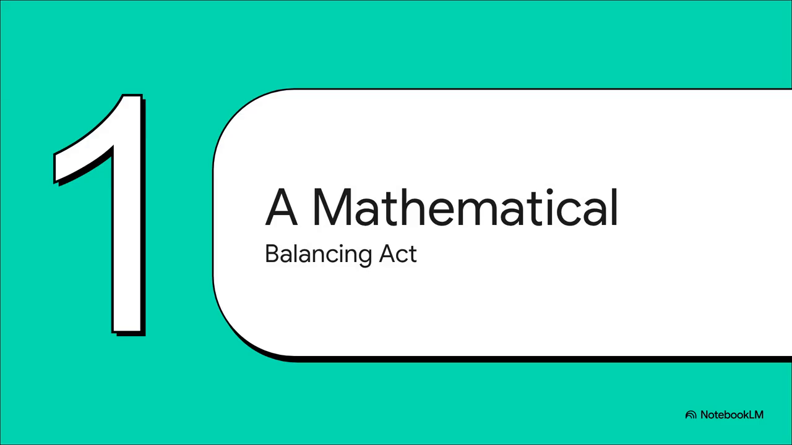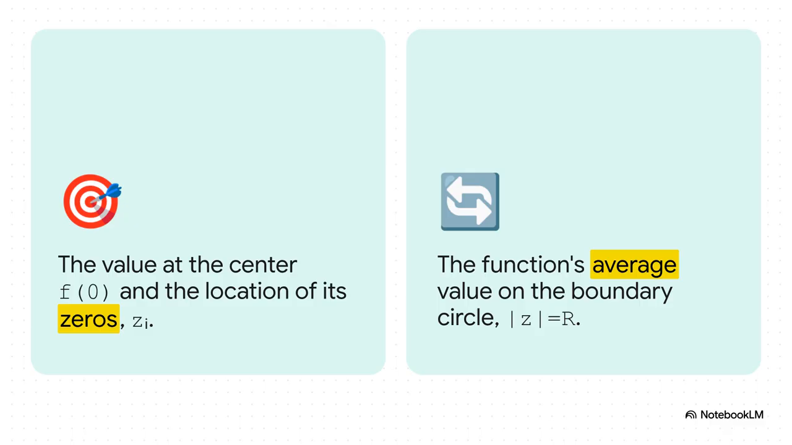So, first up, let's think about this theorem as a kind of perfect balancing act. It finds this amazing equilibrium between what a function is doing on the inside and what it's doing on the outside. You can really see how Jensen's theorem is a tale of two halves. On the left, you've got the interior data, all the juicy stuff from the function's core, like its value at the very center, and crucially, where all its zeros are hiding. And on the right, you've got the boundary data, which is basically its average behavior, way out on the edge of a circle. The theorem is the bridge that connects these two worlds.